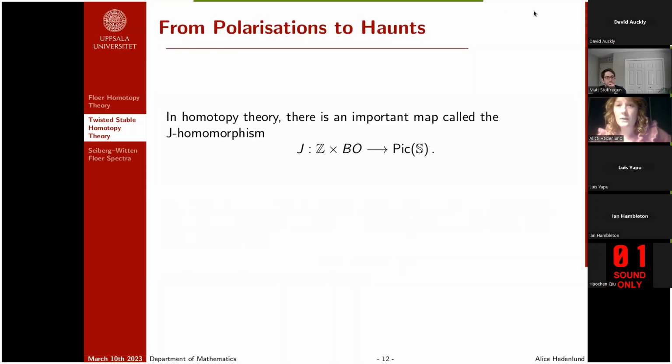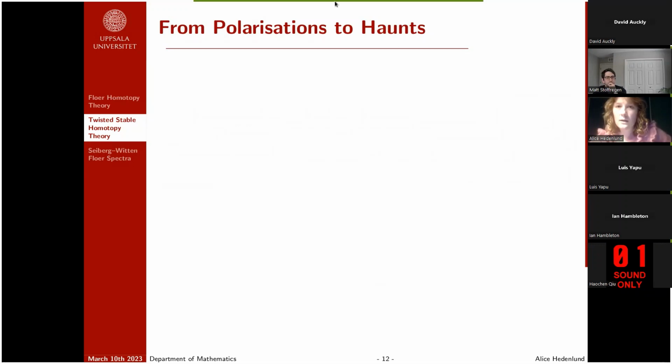Okay, so now I want to discuss how to tie this together with what I talked about before. So there's a way of going from a polarization of a manifold to one of these haunts. So how does that work?